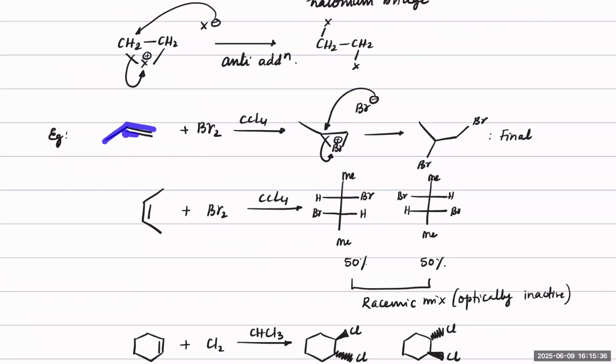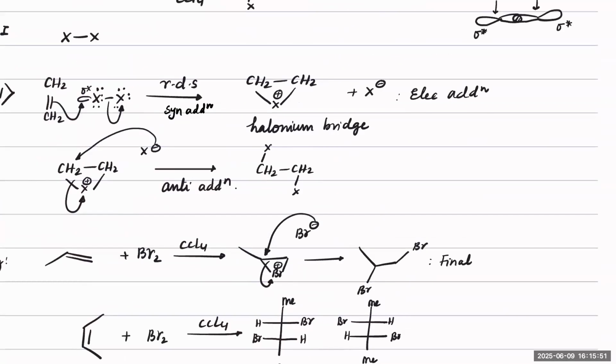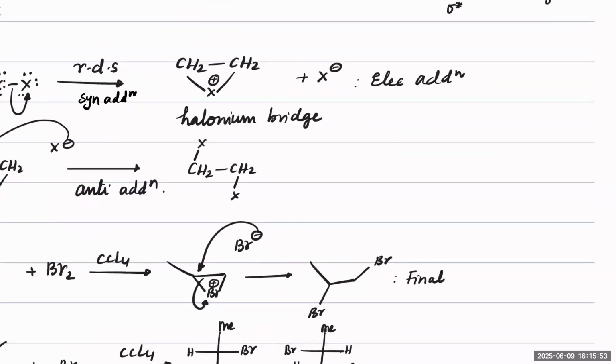If I take an unsymmetrical alkene and react with Br2 in the presence of CCl4, one thing I notice is that a halonium bridge is formed first. And then Br minus is likely to attack on the more substituted side rather than the less substituted side. Why is that happening? See it here. In this halonium bridge, we have Br with a positive charge, correct? Now, obviously this positive charge will get distributed over these carbons.